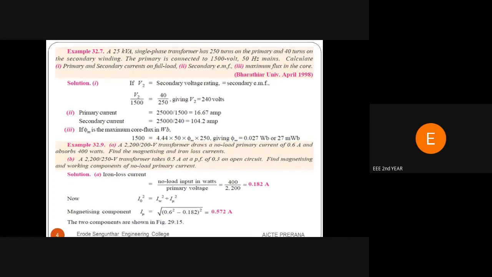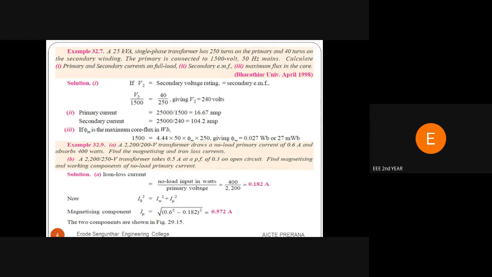Another problem: a 2200 volt per 250 volt transformer takes 0.5 ampere at a power factor of 0.3 on open circuit. Find the magnetizing and the working component of no load primary current.